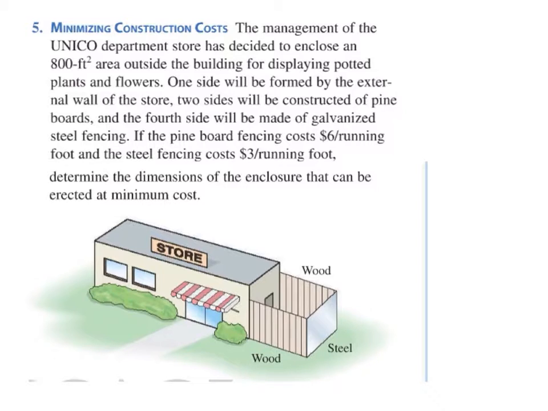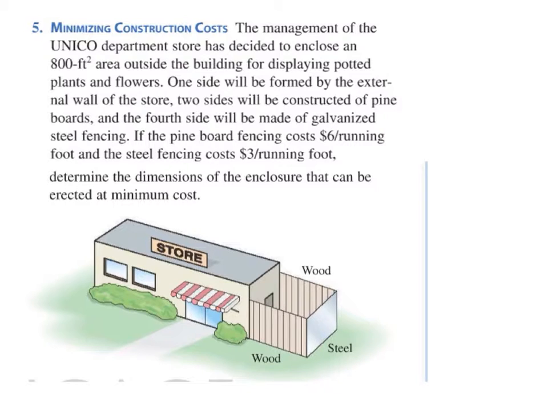And then what they tell us is the cost for the different materials to make the wall. So the pine board is $6 per running foot, and the steel fence is $3 per running foot. Our job is to determine the dimensions of the enclosure that will minimize the cost. Okay, so we're going to have to make a cost function. Before we can do that, we need to introduce some variables.